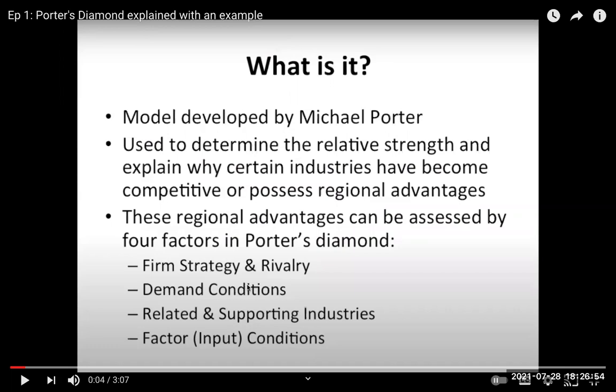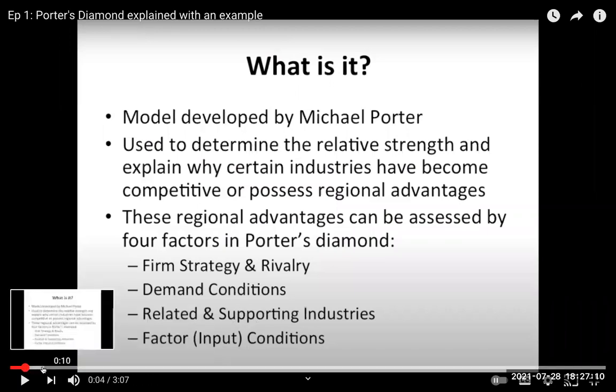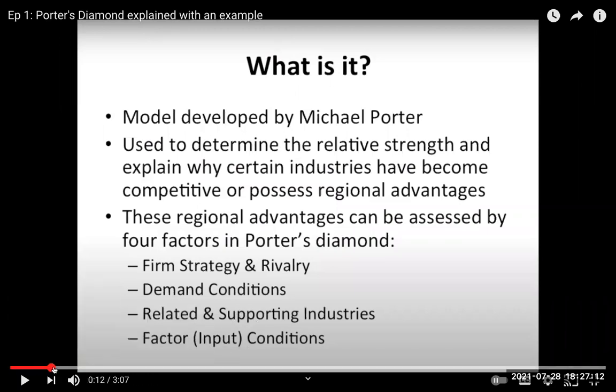And for example, France has a regional advantage in international trade in terms of wine. All right, and these are the 4 factors in Porter's diamond. If you're answering a question on this, you would have to ensure that you mention these particular terms and then explain what they mean.